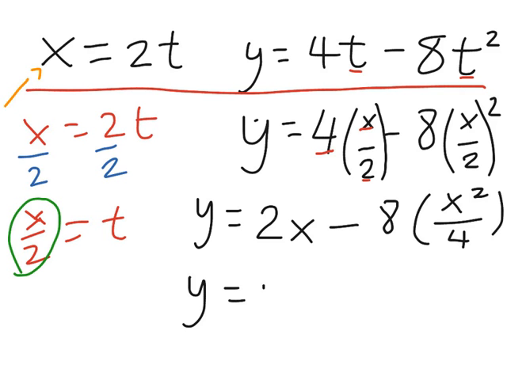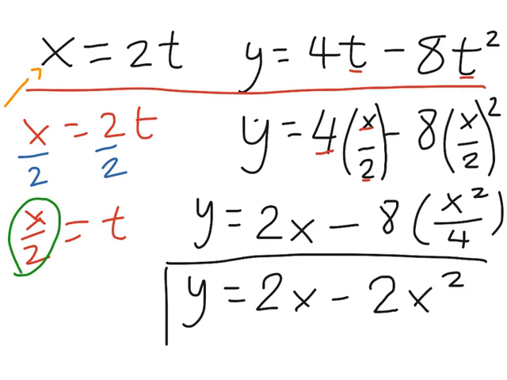Last step, y equals 2x. 8 divided by 4 is 2, so minus 2x squared. That's the answer. So we now have one equation of y, how high the object is, in terms of x, how far it has gone.